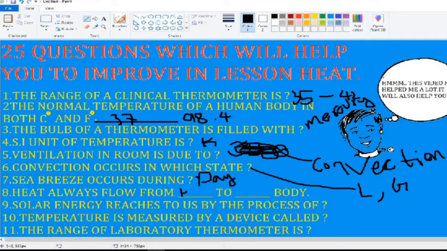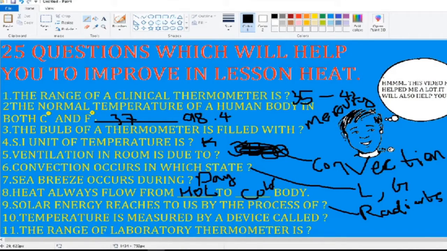Heat always flows from hot body to cold body. Not cold to hot, hot to cold. Solar energy reaches us by the process of radiation. By the process of radiation, it comes through all the particles and reaches the earth.